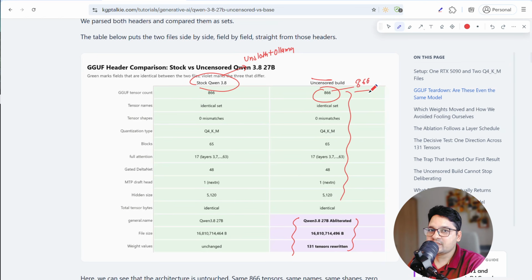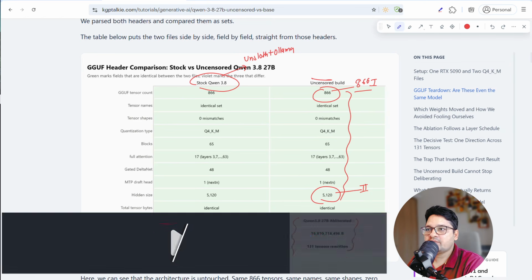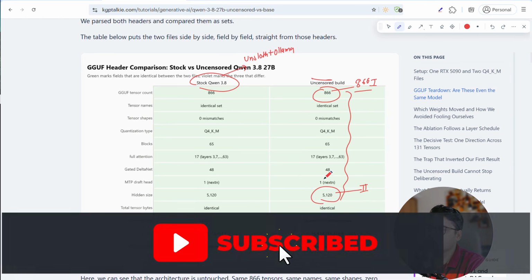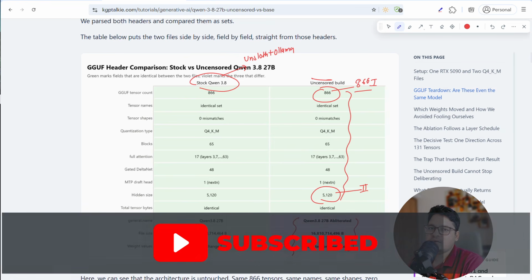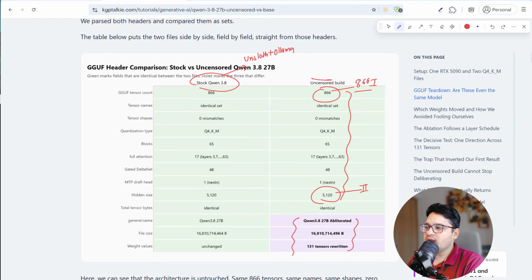866. All right, remember this number. This is something which we will use later on. Apart from that, also remember 5120. These are the most important terms which we will be using later to refer. So 866 tensor vectors are there in the GGUF file, and the hidden size, that means the internal representation of the text data in the large language model, is represented in 5120 dimensions. This is the most important part.